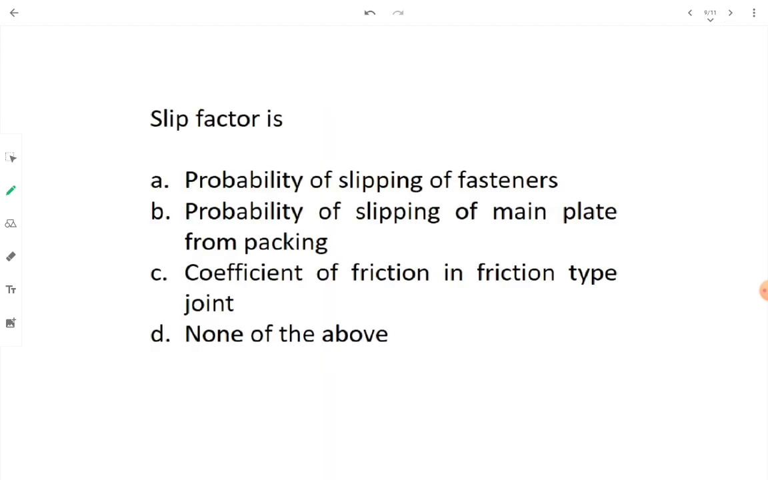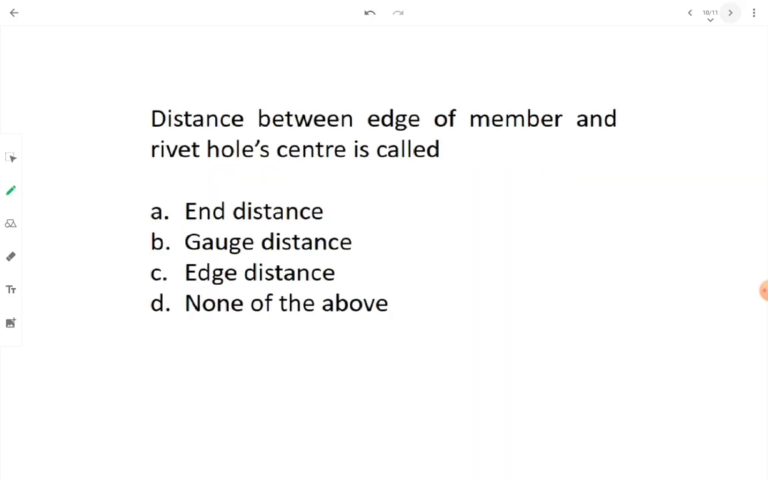Then slip factor. What is slip factor? Is it probability? No, no kind of probability is there. Therefore options A and B are wrong. It is the coefficient of friction in friction type joint. Okay, slip factor is the coefficient of friction in friction type joint. Okay, option C is the one.